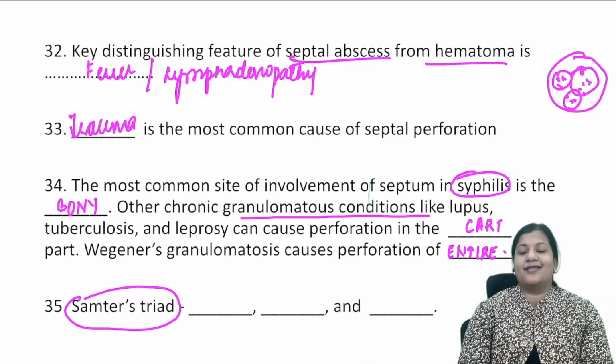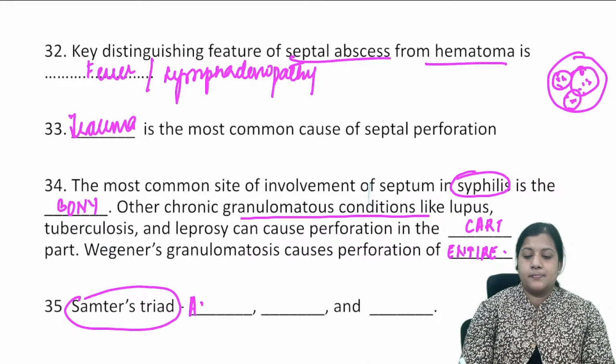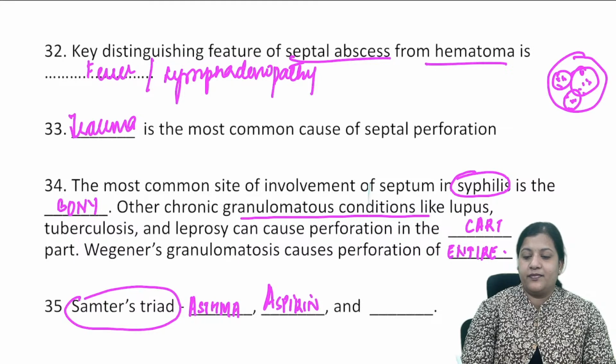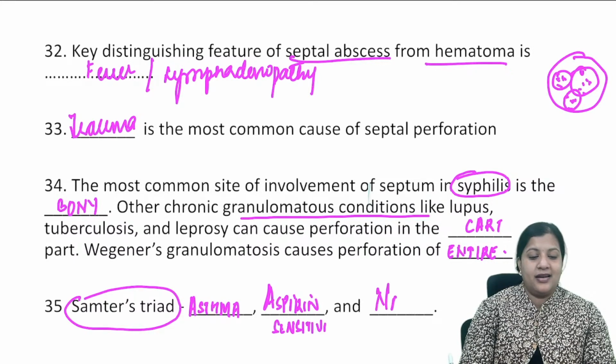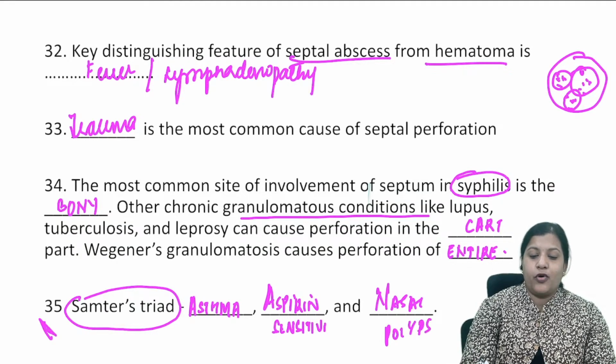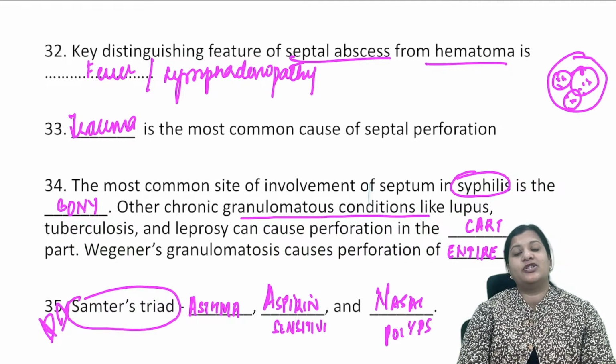Samter's triad consists of asthma, aspirin sensitivity, and nasal polyps. Right? This is very, very important. They'll give you clinical scenarios over Samter's triad. They'll tell you a patient presented to you with nasal polyps, which drug should be avoided, and then you should know that it should be aspirin.